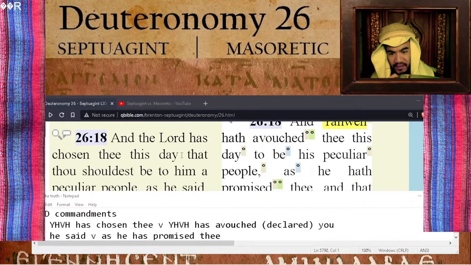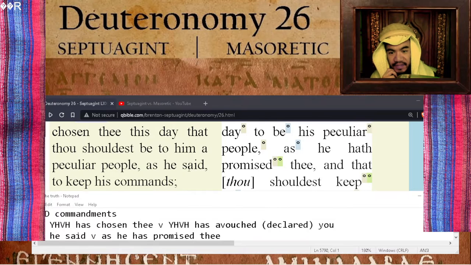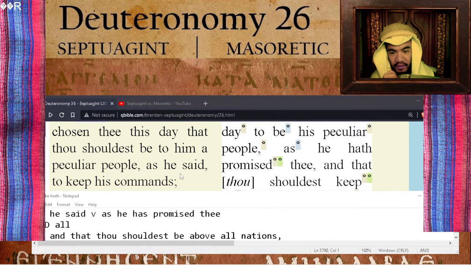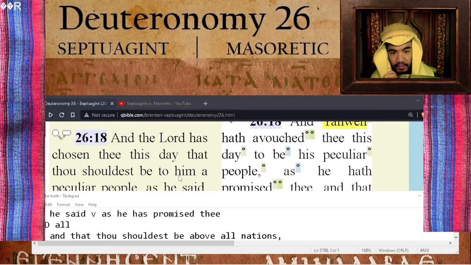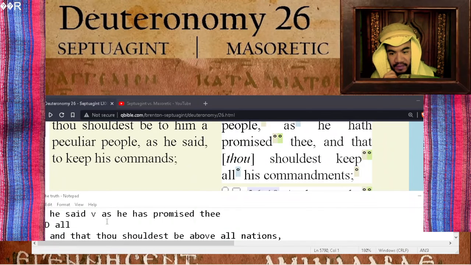Verse 18, Yah has chosen you versus Yah has avouched you. So again, public declaration. But no, we can see it's a personal relationship that he's making. It's not just making a public declaration. It is something very personal and a relationship, an intimate relationship. It says here, as he said versus as he has promised you. And then an addition of all his commandments. So they added the word all there.